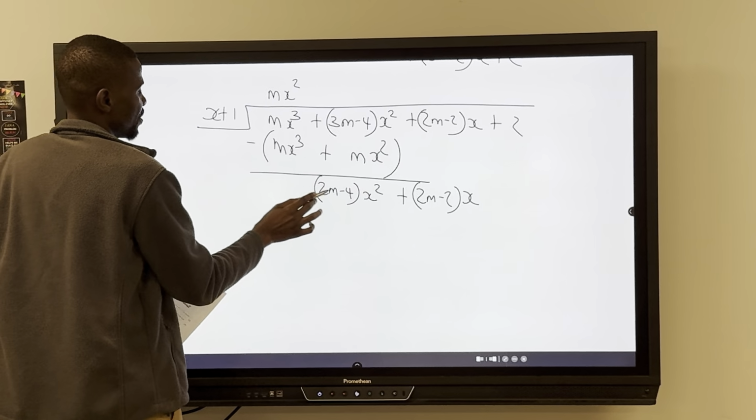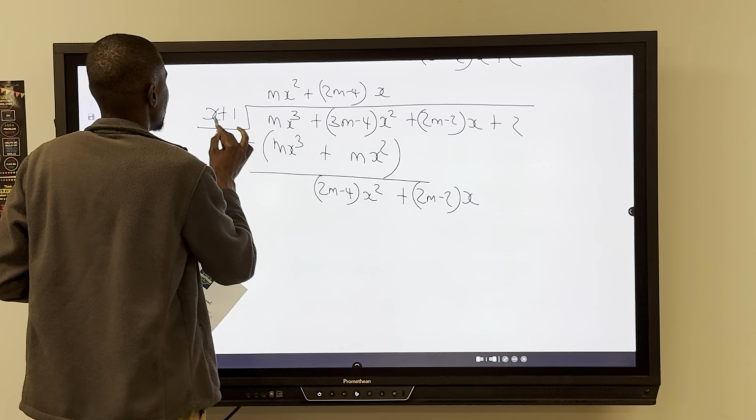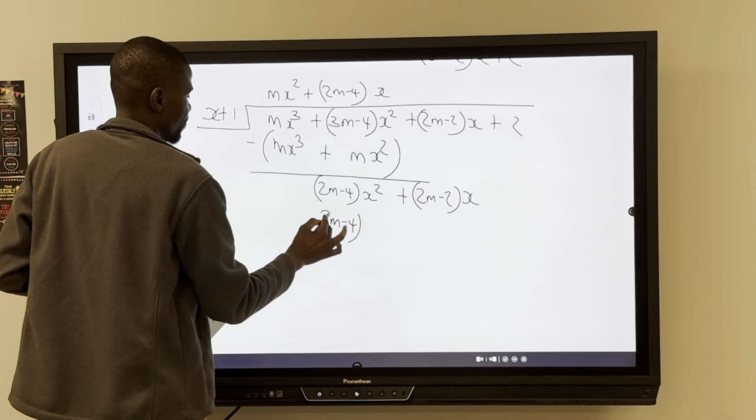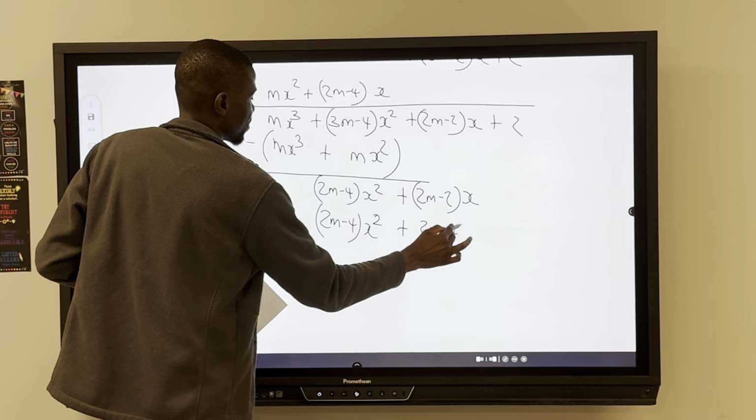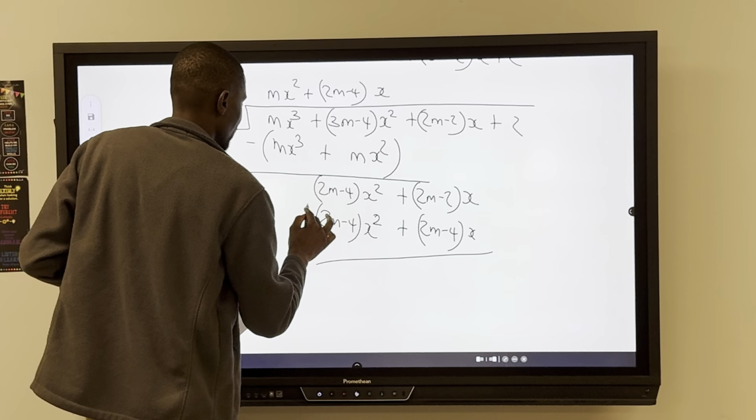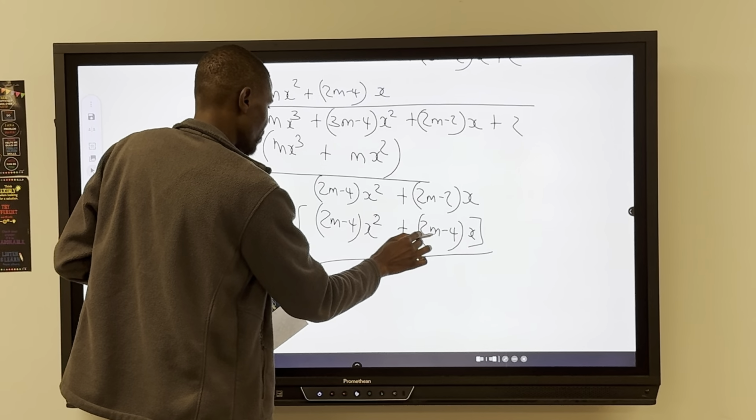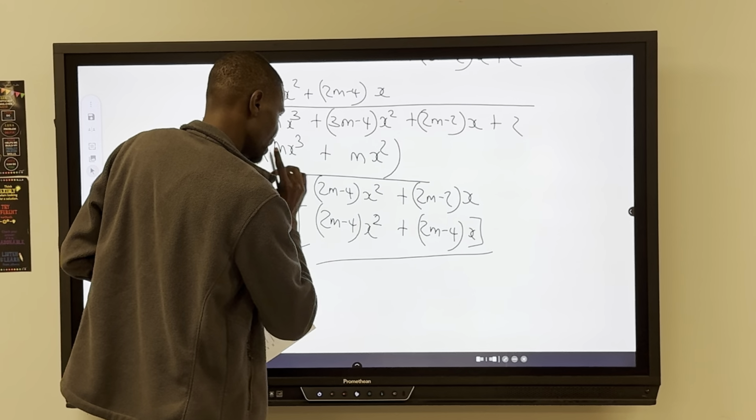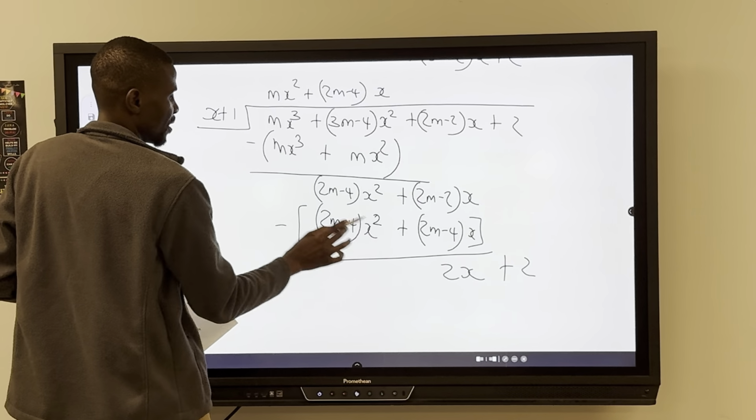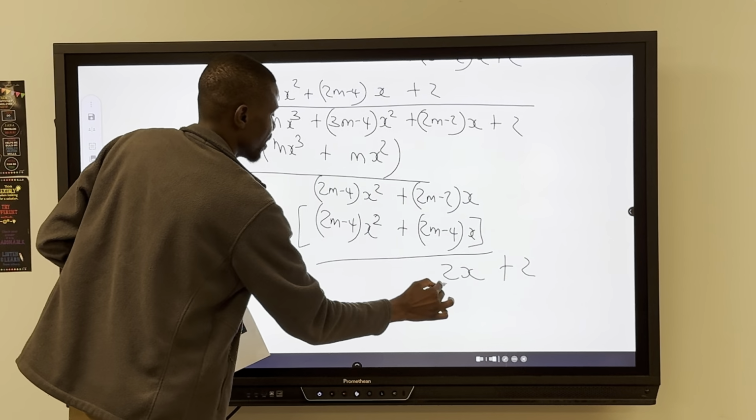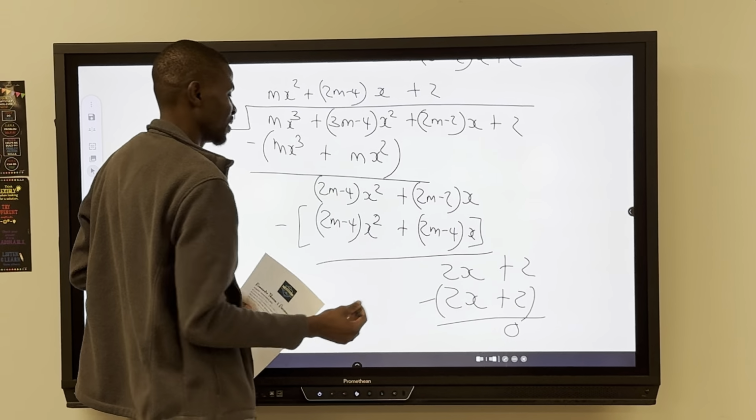Then we repeat again, x into that, it's plus (2m minus 4)x. This times that, (2m minus 4)x squared, then plus (2m minus 4)x, then we subtract. So these two will cancel out. The 2m's will cancel out. Negative 2 plus 4, that's 2x, and we bring down the 2. Then x into that, it's plus 2, right? We have 2x plus 2. Then we must get a 0 when we subtract, because that is a factor.